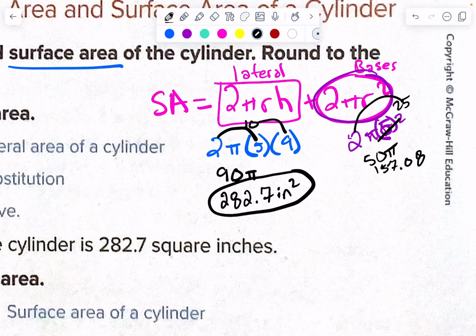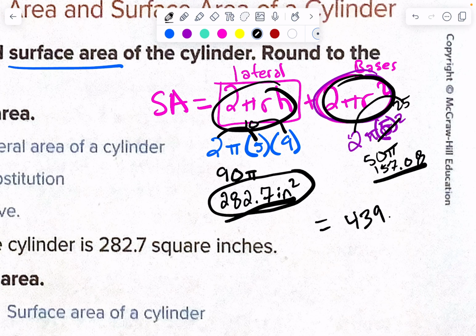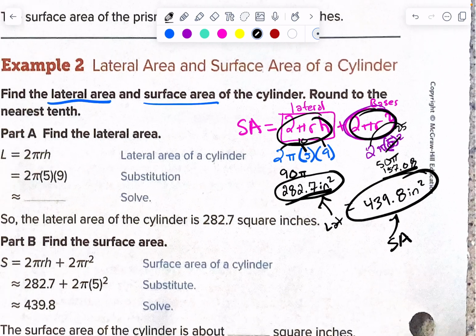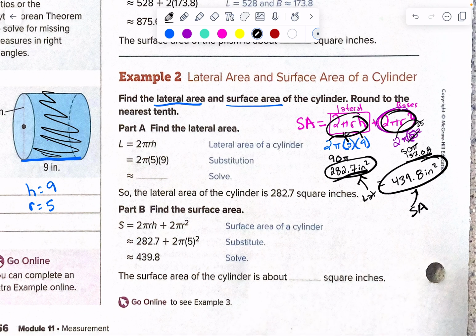Okay, but I want the whole surface area, so I want this guy plus this guy. So I'm going to add to that what I just got, the 282.7. And for all of it together, the full surface area is 439.8, and that's in inches squared. So full surface area versus just the lateral area, which is the edges, or the side pieces. Lateral surface area, full surface area.